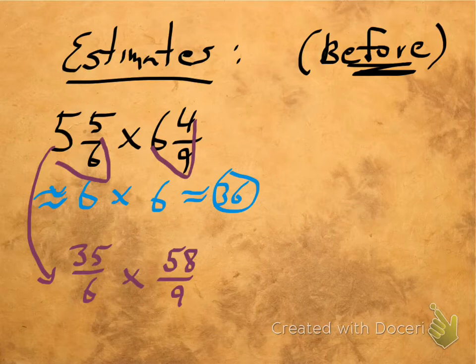I don't think you can cancel side to side, right? They are both divisible by 3, but we only cancel top and bottom. However, I do see 6 and 58. What kind of numbers are they both? They both end in even, right? So at the very least, we can take out a 2.